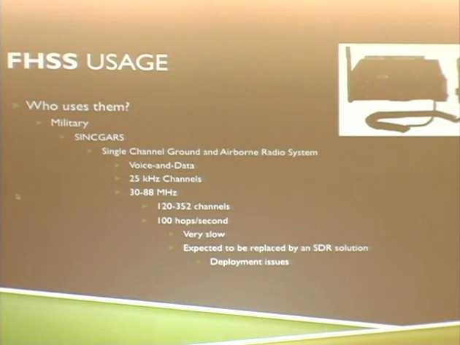One of the implementations here is called SINCGARS, a single channel ground and airborne radio system. Really long acronyms, obviously, that's how you know it's government related. This can do voice and data. It has 25 kilohertz channel spacings, between 30 and 88 megahertz bandwidth. So technically, if my math is correct, depending on the bandwidth, you get somewhere between 120 and 350 some channels. The problem is 100 hops per second is pretty slow, especially compared to Bluetooth, which is like 1,600 hops per second.